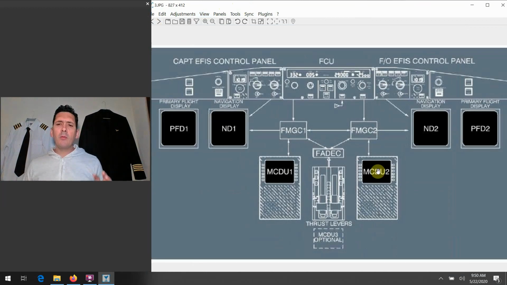Most of the time when the airplane is operating normally, MCDU 1 and MCDU 2 are both talking directly to FMGC 1 and FMGC 2. But at any point in time, you can actually use either of the MCDUs to control the offside FMGC if there was some sort of failure, or you could use them independently. You could draw a line in the system there, and if for whatever reason you needed to, isolate one side of the system, you could do so.